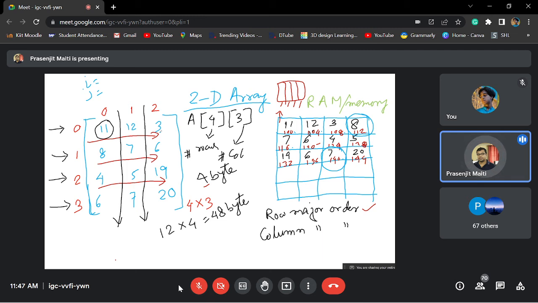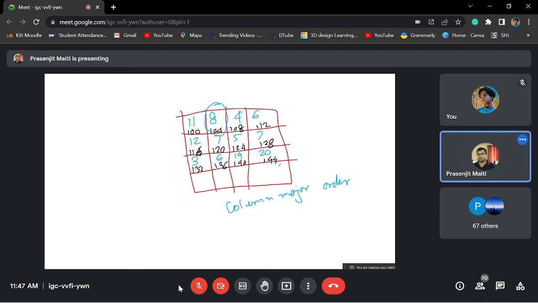So row major order means we store data row wise, or column major order means we store data column wise. Suppose we want to find out the address of 19. So address of 19, you can see in row major order is 132, but address of 19 in column major order is 140.